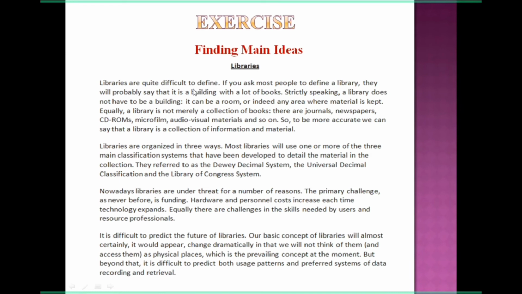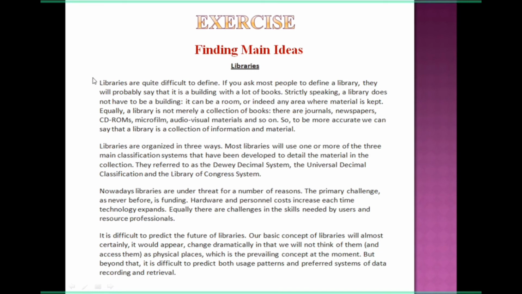Libraries are quite difficult to define. If you ask most people to define library, they will probably say that it is a building with a lot of books. Strictly speaking, a library does not have to be a building. It can be a room or indeed any area where material is kept. Equally, a library is not merely a collection of books. There are journals, newspapers, CDs, audio-visual material, and so on. So to be more accurate, we can say that library is a collection of information and material.